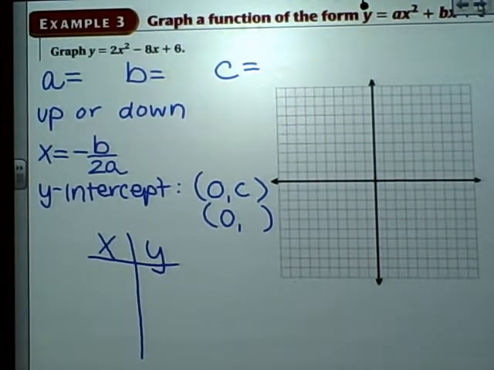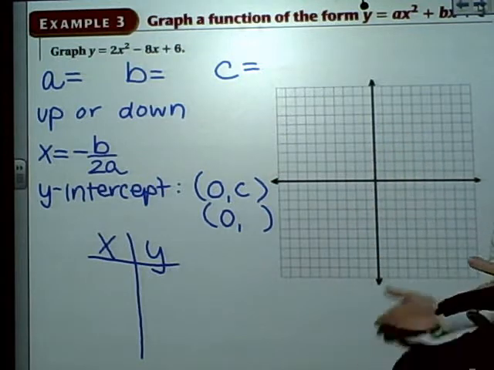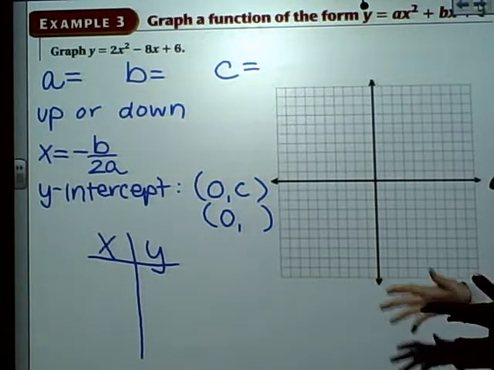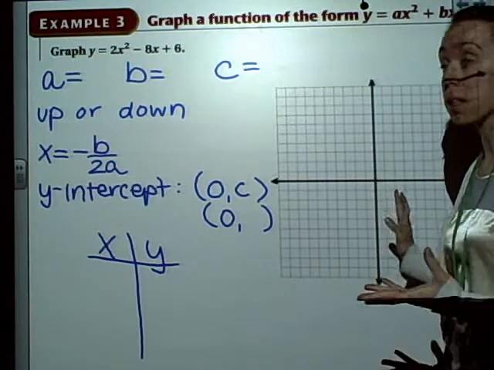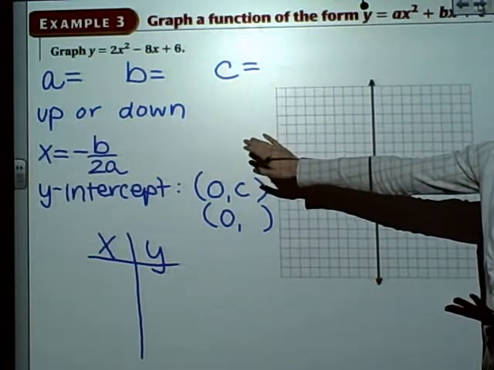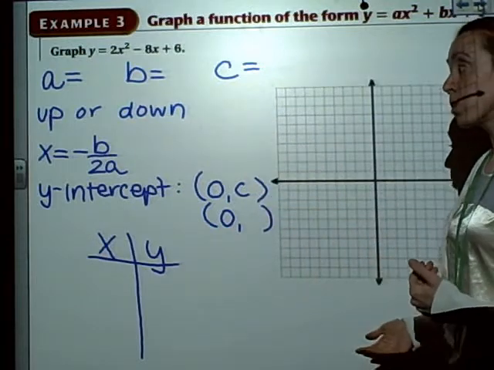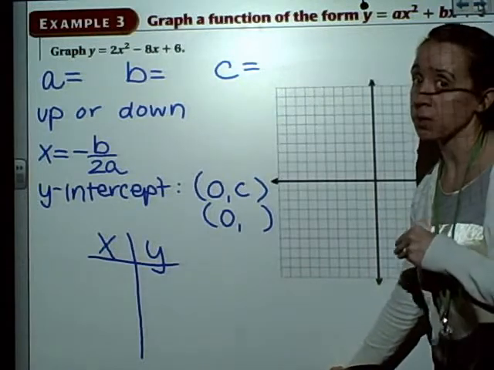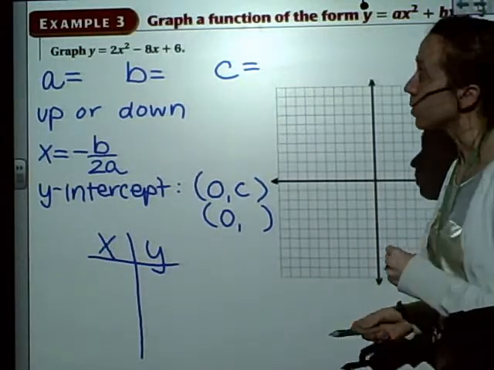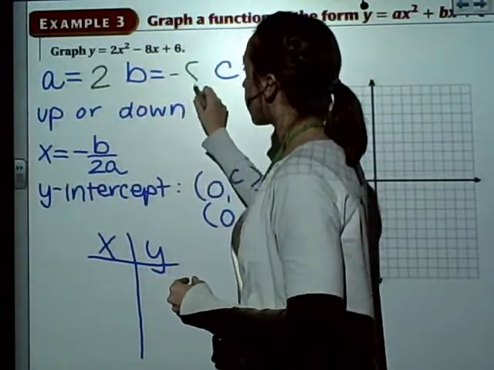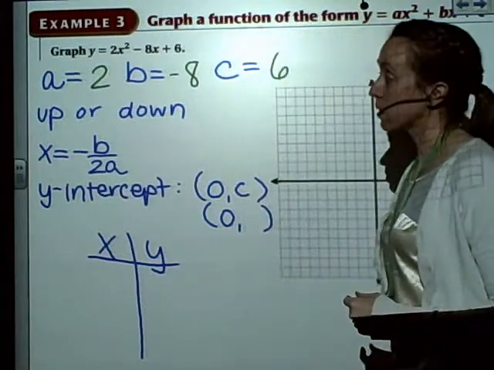Alright, here's another example. Here we have another quadratic. Now what we can do is make an XY table, but we don't want to do that because we don't know if my parabola is going to end up over here somewhere, and I don't want to try and guess what x values would make sense to go in there. So we're going to look at our parabola and analyze it a little bit. What I always do first is list my a, b, and c value. So for my function, my a value is 2, my b value is negative 8, my c value is 6.